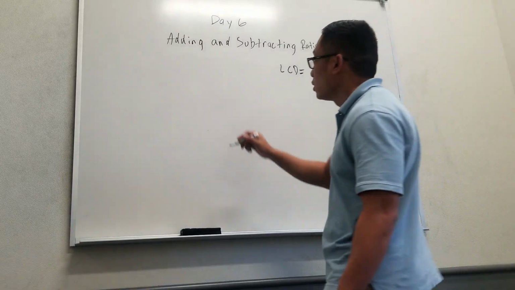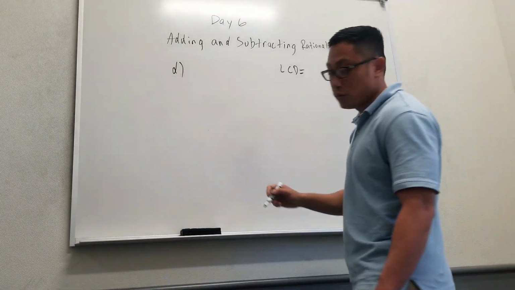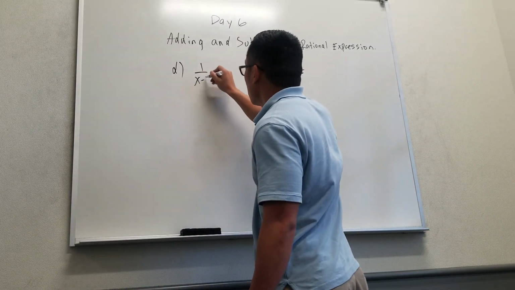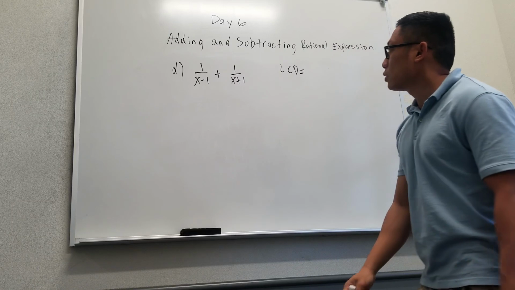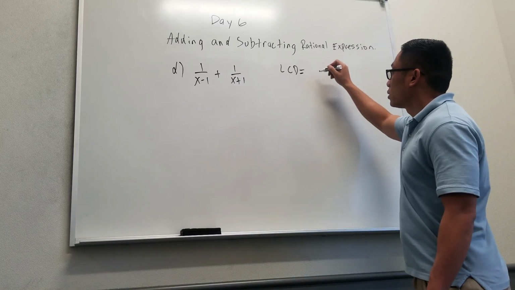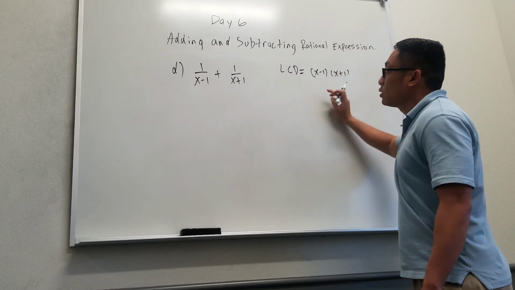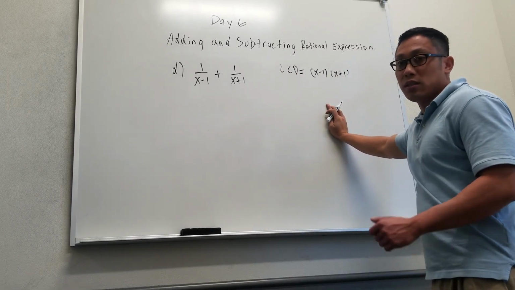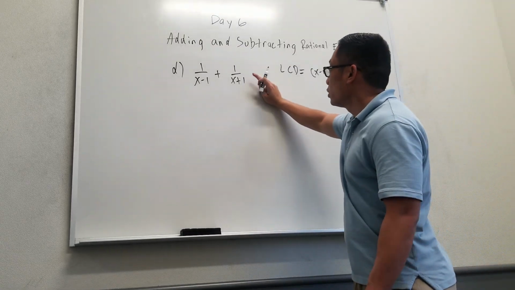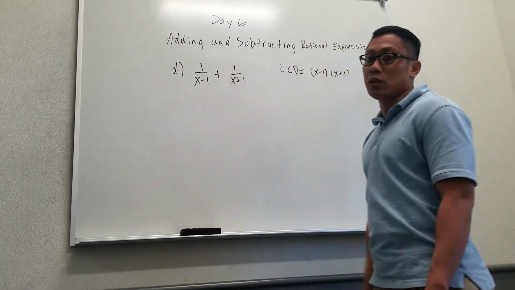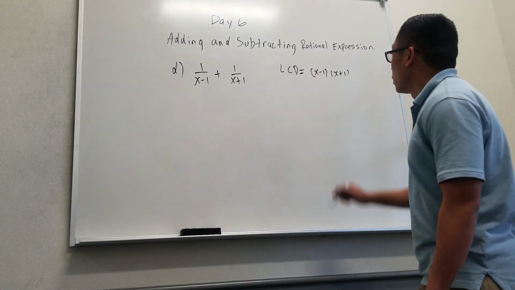D. 1 over x minus 1 plus 1 over x plus 1. So what is LCD? It's just x minus 1, x plus 1. What does LCD mean, by the way? I didn't mention that in the beginning. The least common denominator. This right here is called a denominator and the top is a numerator. So right now we're finding LCD, which is the least common denominator. Okay.